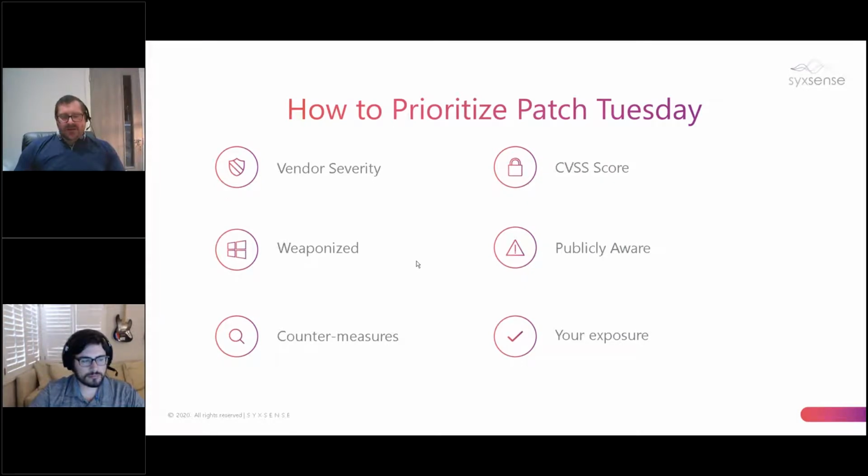We are an advocate of a CVSS scoring system, but we also use the vendor severity. So we take the vendor severity, which generally ranges from critical, high, medium, to low, and the CVSS score, which is a number which ranges from 10 to 0, with 10 being the worst. If you put those together, you have an independent score of the severity at that point. We also have weaponization and public aware.